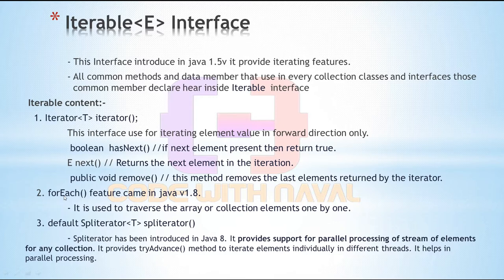Then the third one, we have the Spliterator. This Spliterator was also introduced in Java 8. It provides support for parallel processing of a stream of elements for any collection. It provides a tryAdvance method to iterate elements individually by different threads. It helps in parallel processing. If you want to go with parallel processing, then we can use this Spliterator.